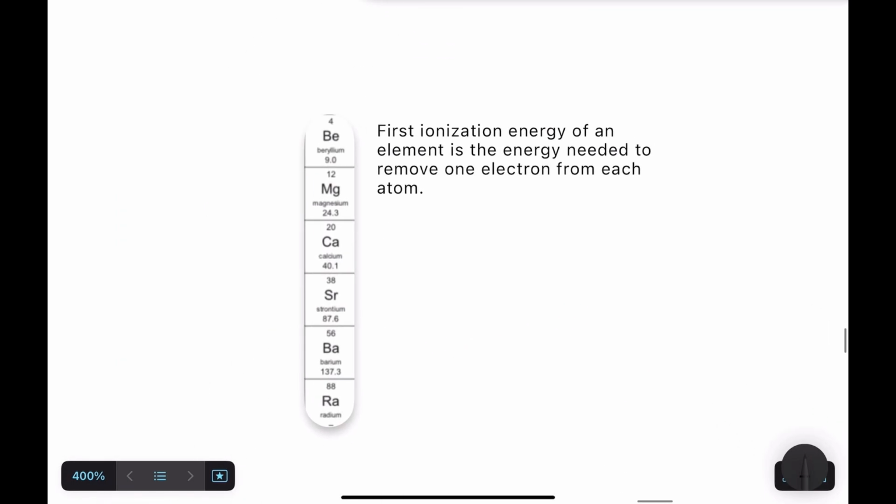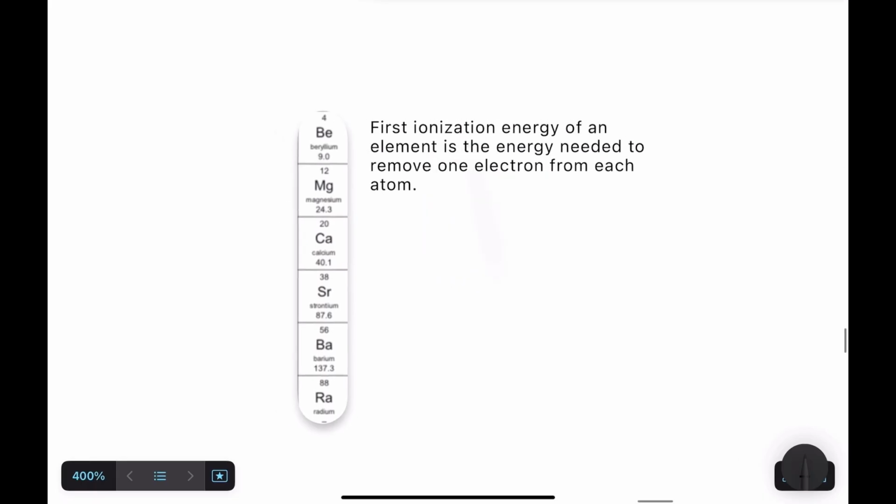For group 2, the first ionization energy of an element is the energy needed to remove one electron from each atom. For group 2, ionization energy decreases down the group. Therefore, magnesium has higher first ionization energy than calcium.